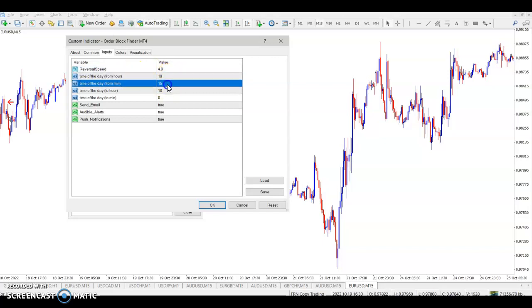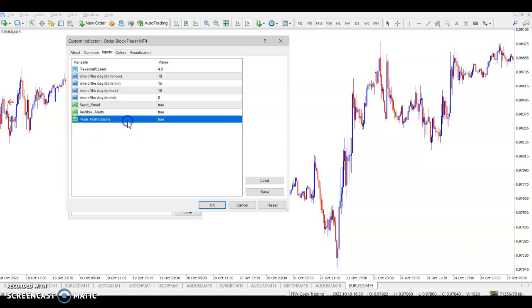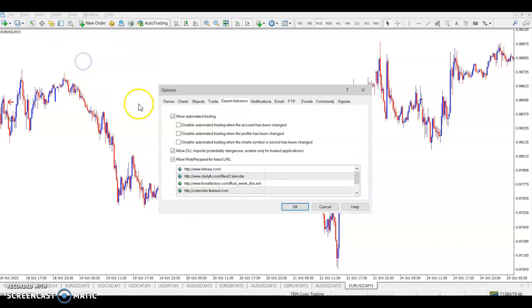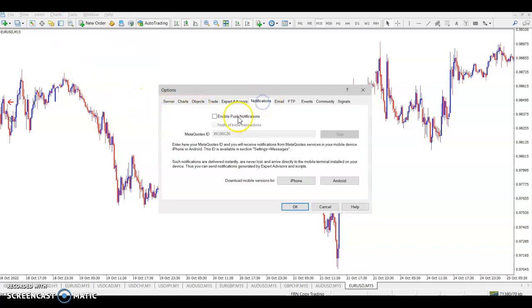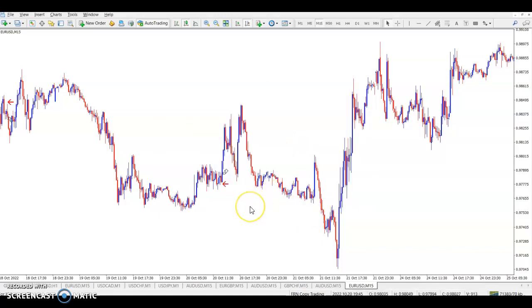Then, of course, you have the time of day, and then whether you want alerts to email just on your MT4 terminal or MT5 terminal, and whether you want them to your mobile phone. If you do use this one for the email and this one for the notifications, you do have to have that set up in Tools, Options, Notifications here, Push Notifications and Email. If you're not sure how to do that, then just Google it. There are loads of videos on how to do that.